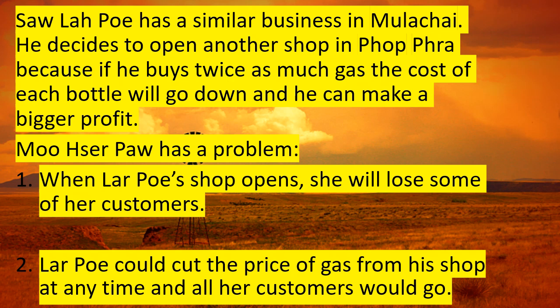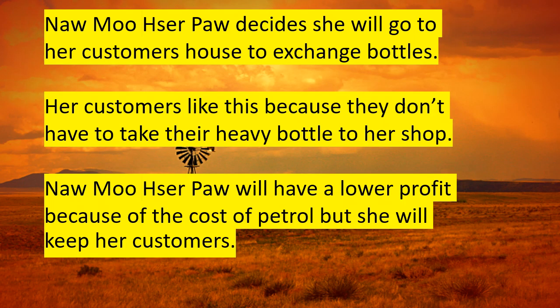Musapur has a problem. When Lapo's shop opens, she will lose some of her customers. Lapo could cut the price of gas from his shop at any time and all her customers would go. Noor Musapur decides that she will go to her customer's house to exchange bottles. So her customers like this because they don't have to take their heavy bottle to her shop. Noor Musapur will have a lower profit because of the cost of petrol, but she will keep her customers.